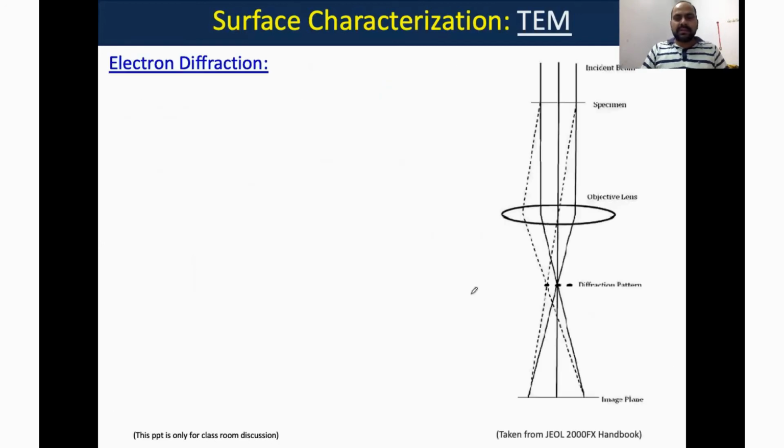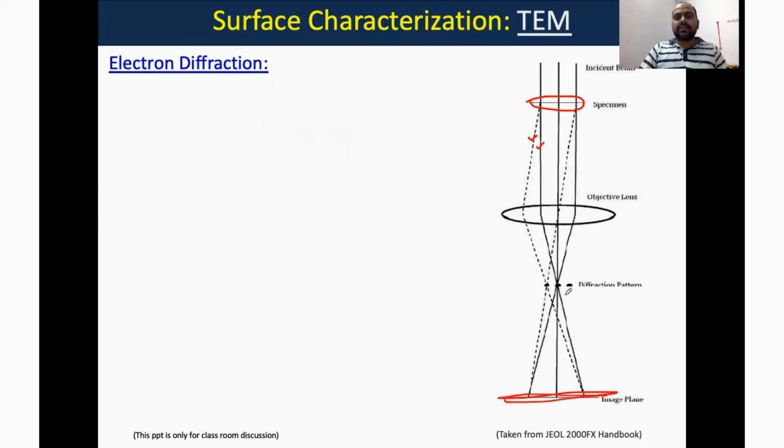Here we also do electron diffraction. Let's say you have the incident beam here. This is our specimen. If we have a parallel beam of electrons, and they interact with the specimen, your beam is scattered. Let's say these dotted lines are the scattering lines. Again, by using the objective lens, you can focus these scattered as well as the non-scattered beams. They will form the image plane. So here you are observing the image. This is your screen, right?